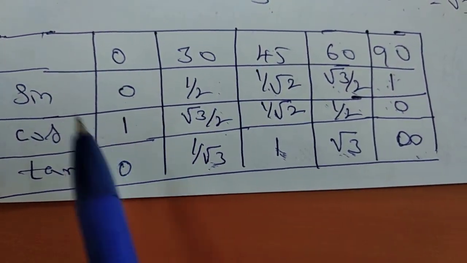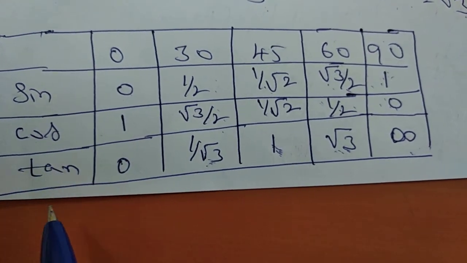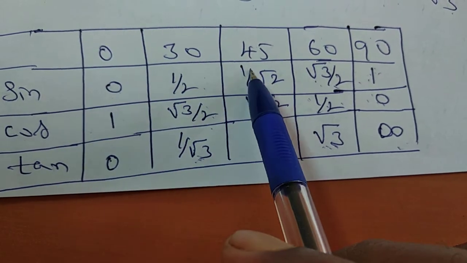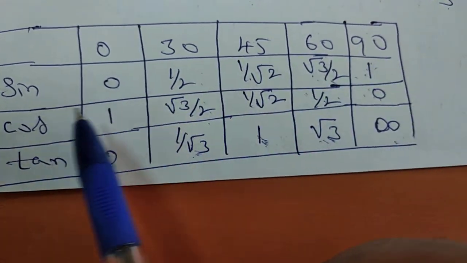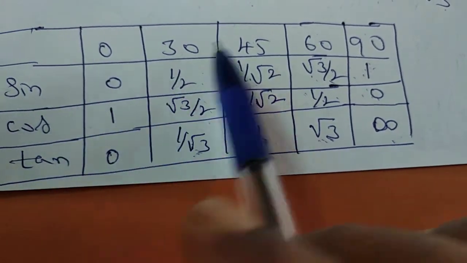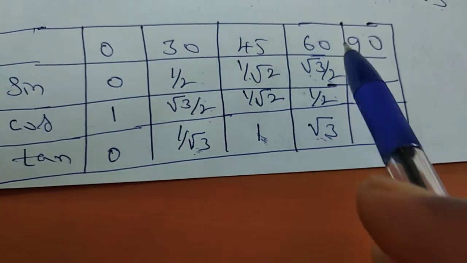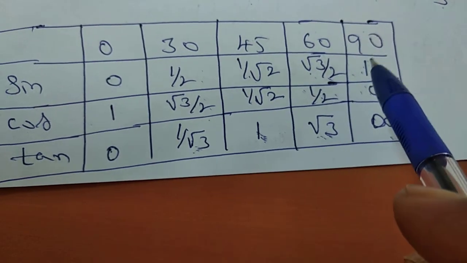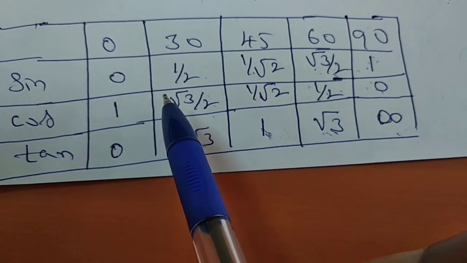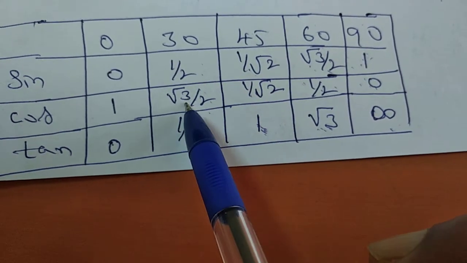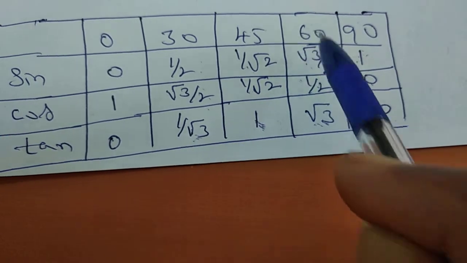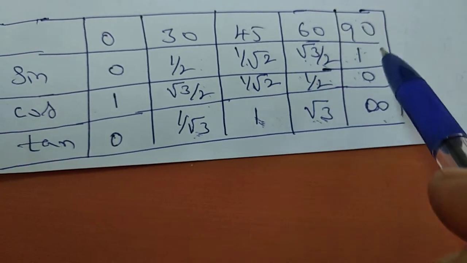See here how to remember the values for sine, cos and tan. So here the table: 0 degree, 30 degree, 45 degree, 60 degree and 90 degree. So here sine 0 is 0, sine 30 is 1 by 2, sine 45 is 1 by root 2, sine 60 is root 3 by 2, sine 90 is 1. Similarly cos 0 is 1 and cos 30 is root 3 by 2, cos 45 degree is 1 by root 2, cos 60 is 1 by 2, cos 90 is 0.